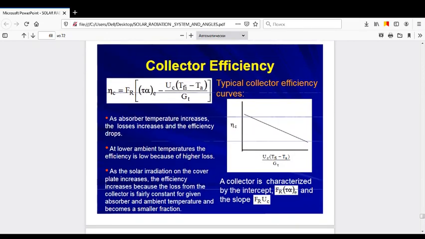Collector efficiency ηC = FR [(τα)E − UC (TFI − TA) / GT]. Typical collector efficiency curves: as absorber temperature increases, the loss increases and the efficiency drops. At lower ambient temperature, the efficiency is low because of higher loss. As the solar irradiation on the cover plate increases, the efficiency increases because the loss from the collector is fairly constant for given absorber and ambient temperature and becomes a smaller fraction. A collector is characterized by the intercept and the slope.